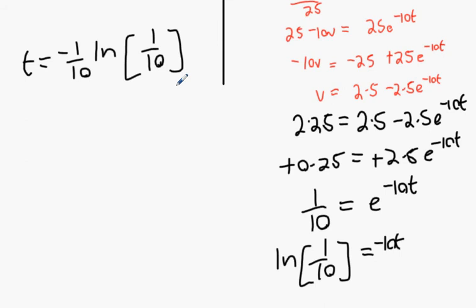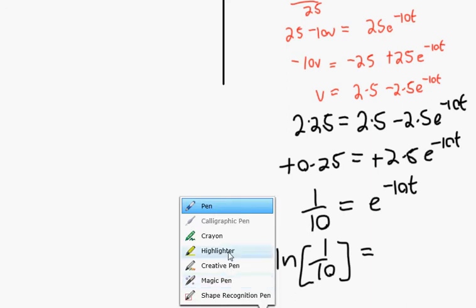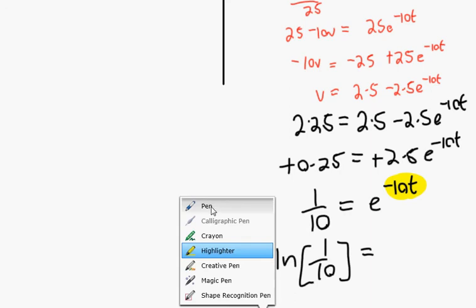Can you do that ln on the other side again? Okay. I'm stuck here, I have a variable stuck in the power position. When you have a variable stuck in the power position, you need to use logs. I logged both sides.